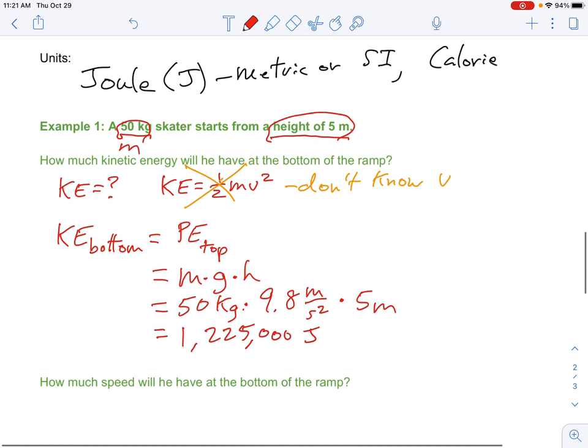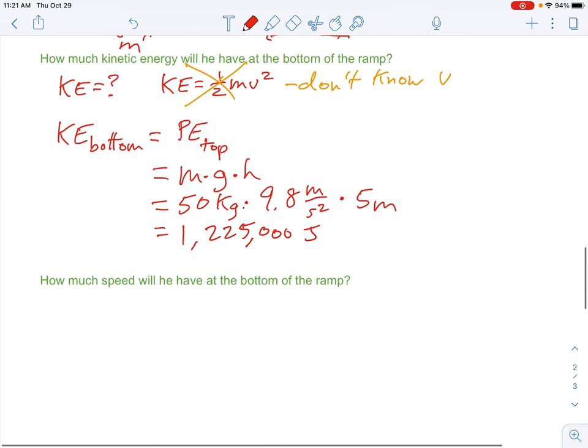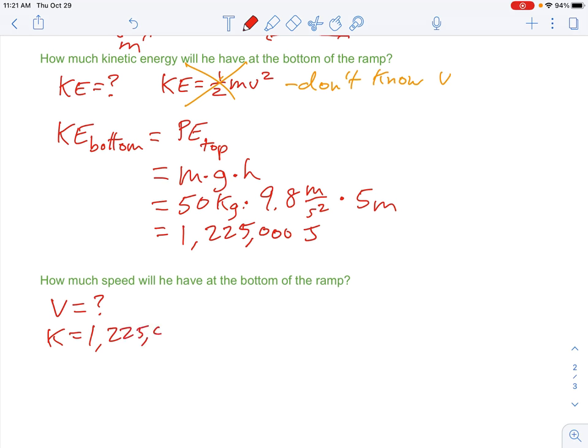The next question is how much speed will he have at the bottom of the ramp? And we should think about what information we have. So now we have v equals question mark. We know that his kinetic energy is 1,225,000 joules.